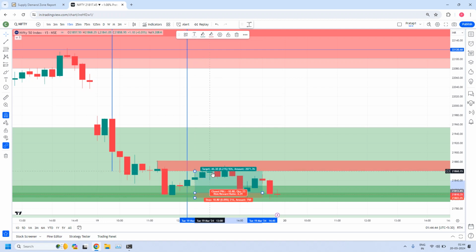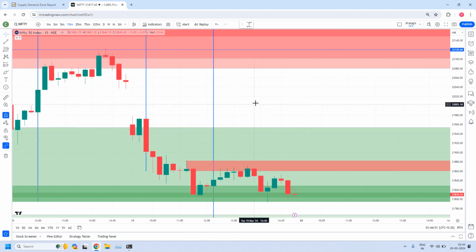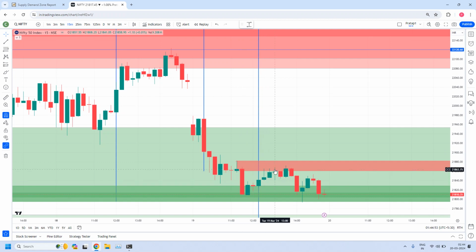And you have around 46.3 points. So close to 50 points. Move only it has given. But anything, a trade is a trade. How we planned a successful trade.